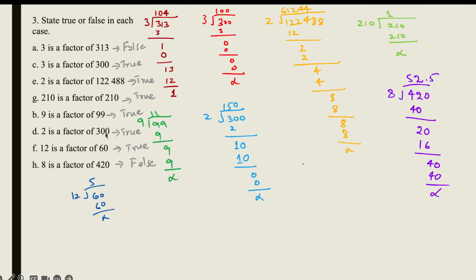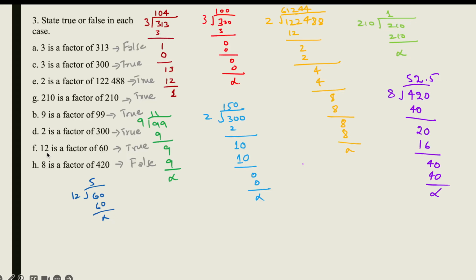Is 2 a factor of 300? So in here, 2 into 3 is equal to 2 multiplied by 1, 2. So 3 minus 2 is equal to 1. Then we bring down the 0. So we get 10. 2 into 5 is equal to 10. 10 minus 10 is equal to 0. Then we bring down the last 0. And 2 into 0 is equal to 0. As you can see, we are left with no remainder. So we can say that 2 is a factor of 300.